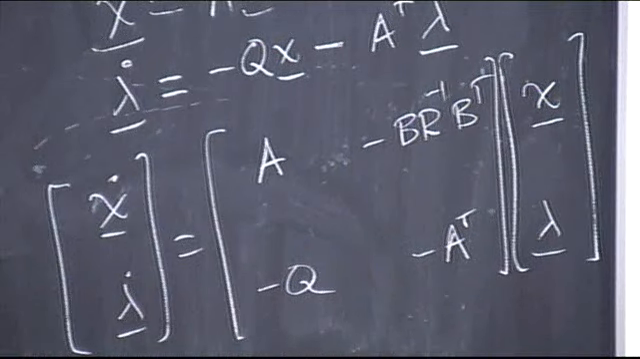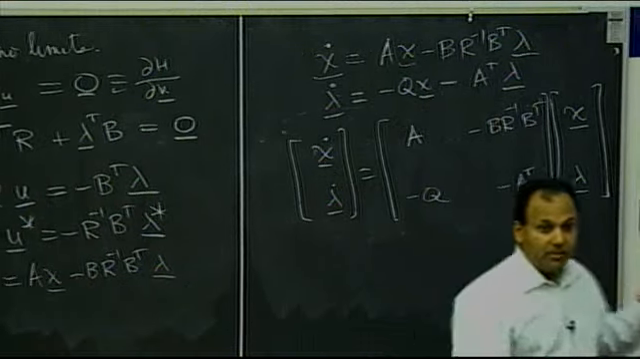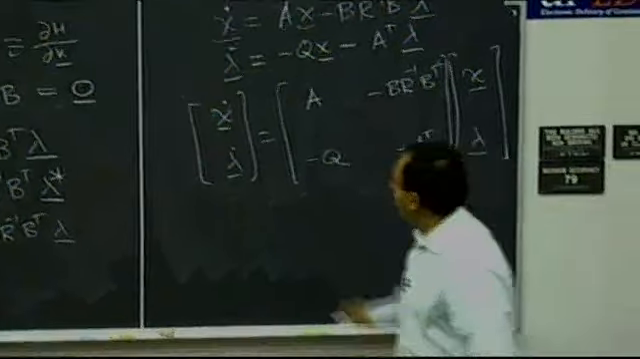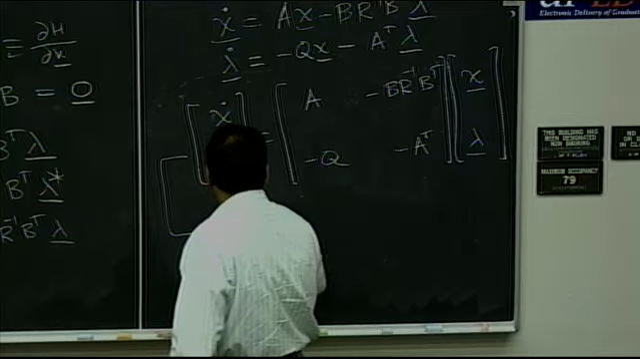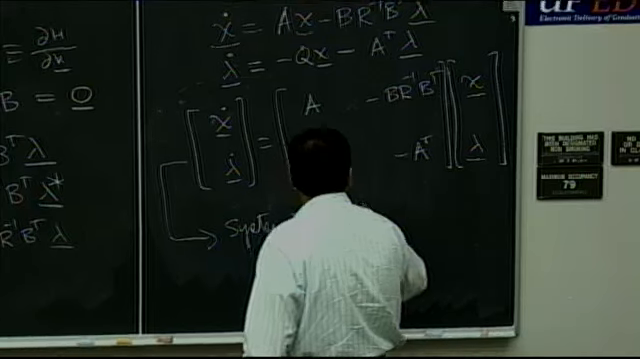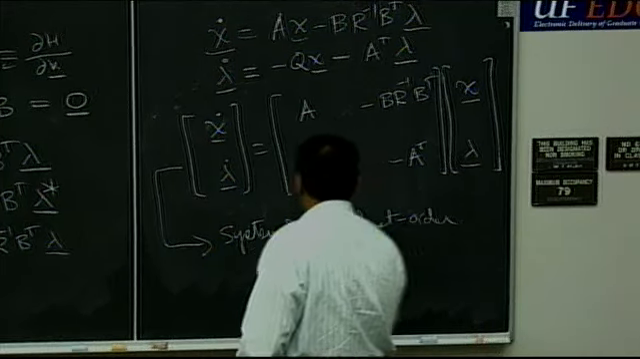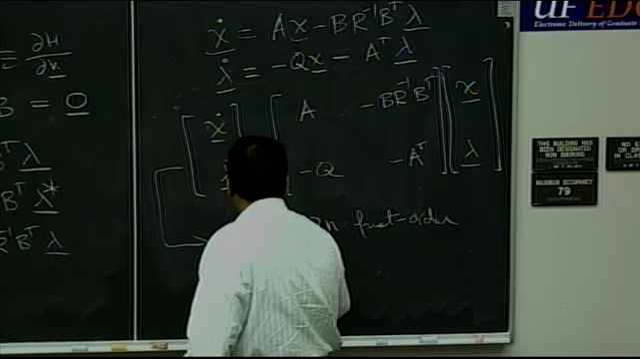So that gives me a system of 2n first-order differential equations, right? There are 2n equations in here. The dimension of the state is n. The dimension of the costate is also n. So this is a system of 2n first-order differential equations, and they're linear.